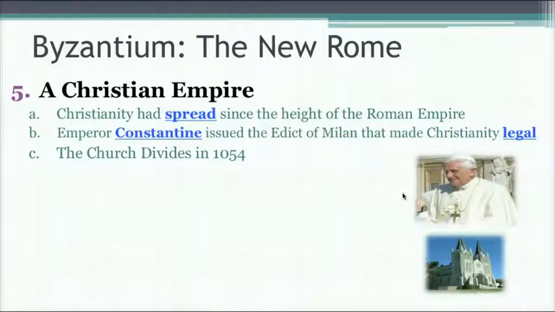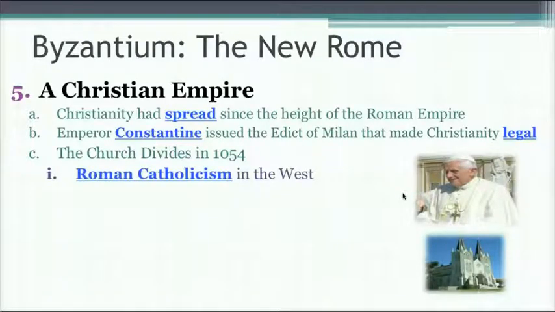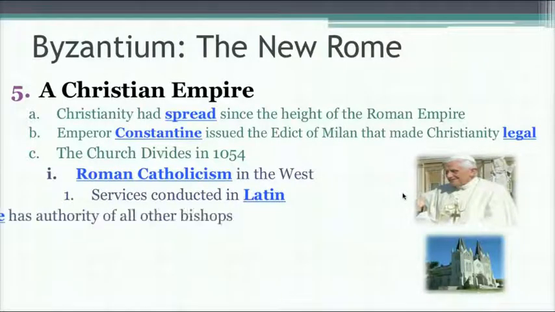But what ends up happening here is we see one of the first divisions of the church here in 1054. And this takes place over here in the Byzantine Empire. The church divides, so what we end up getting is Roman Catholic or Roman Catholicism in the West. And so in the western half of the empire, they were Catholics. Now, they wouldn't have called themselves Catholics, they would have just called themselves Christians. And some identifying features about Roman Catholics is their services were primarily conducted in Latin, and that was true up really until even the 20th century.